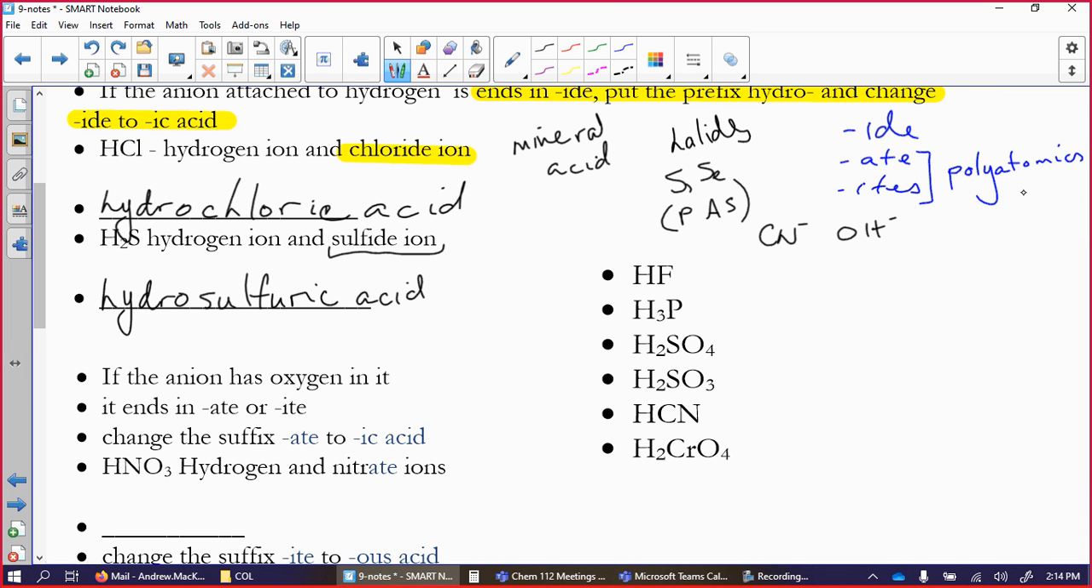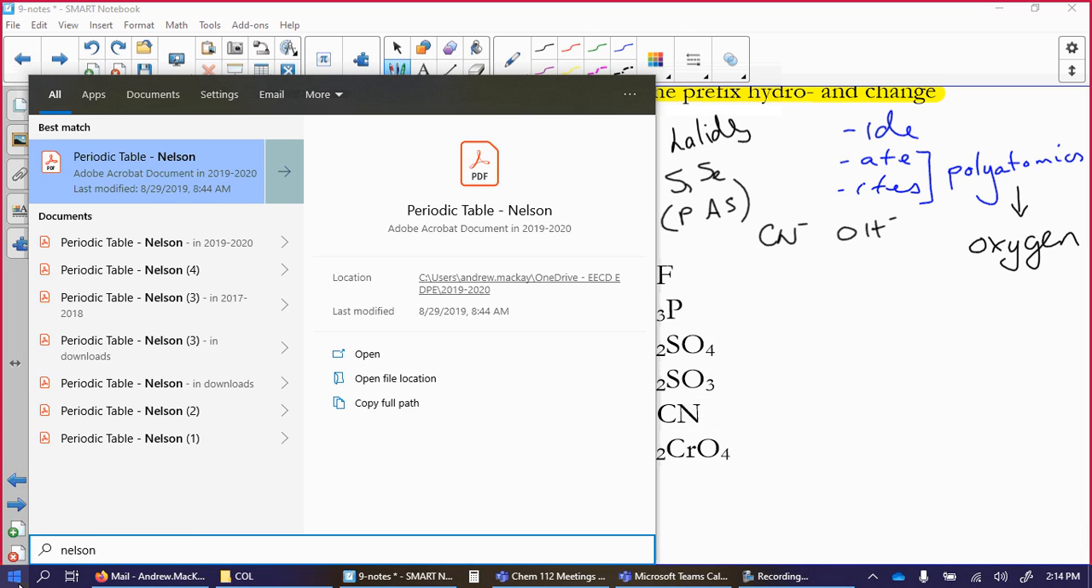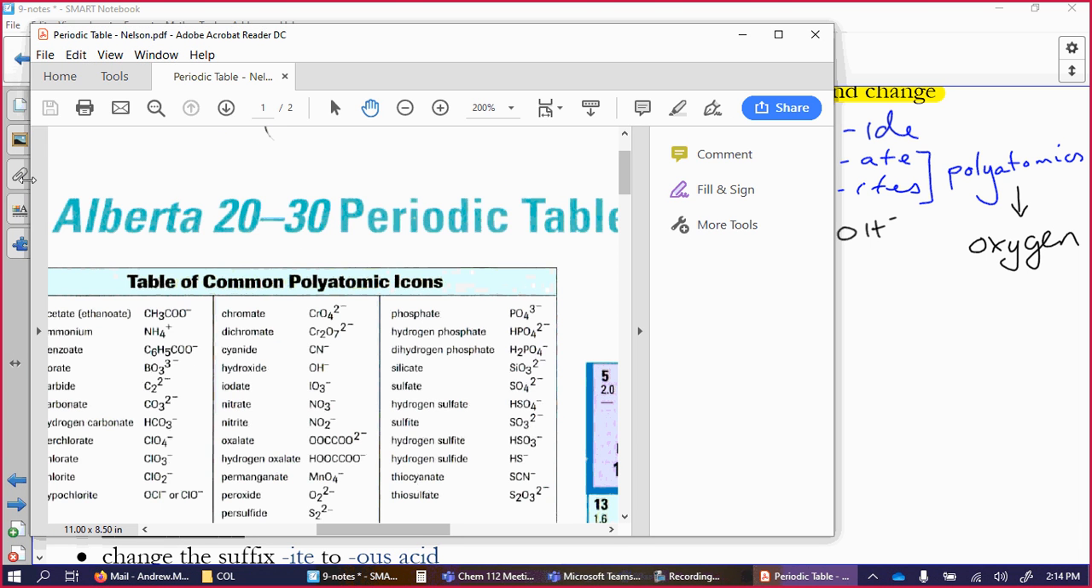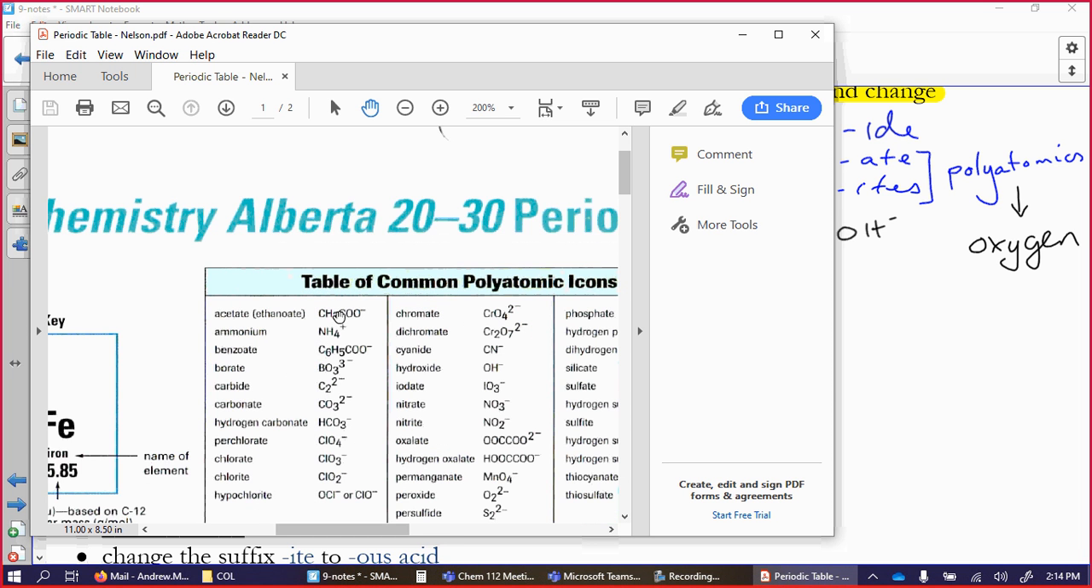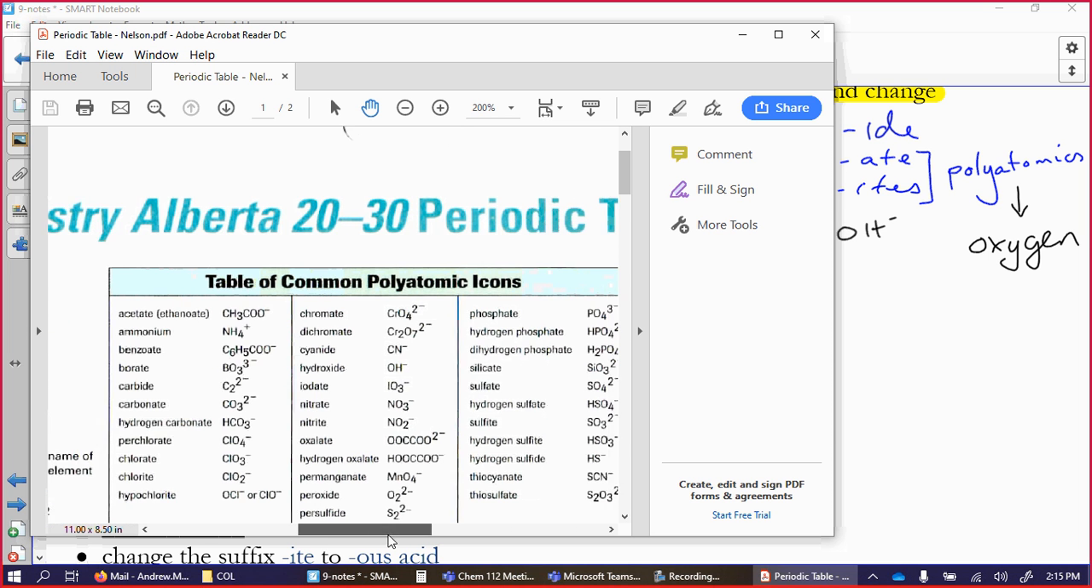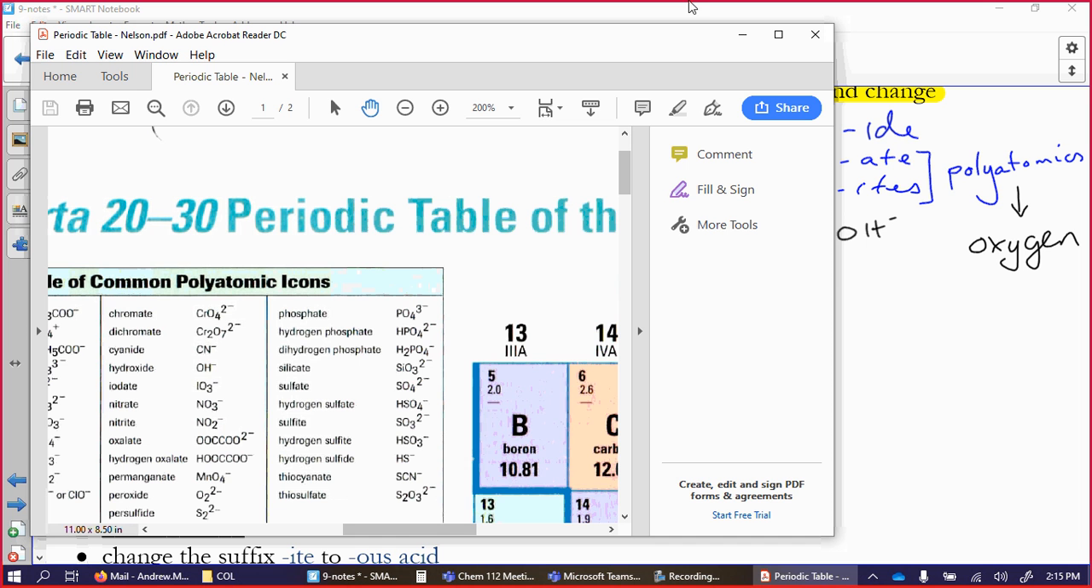Then we have the ates and the ites. They're polyatomic ions. They all will have oxygen in them. If you go back, and I don't have it open, to the periodic table, anything that ends in ate or ite has an oxygen in it. That's what it tells you. Acetate, oxygen. Benzoate, oxygen. Borate, carbonate. Carbide is kind of useless. Peroxide, persulfide don't. You can go through. The only one that has oxygen that isn't an ate or an ite is hydroxide, because that name goes back significantly further than those.